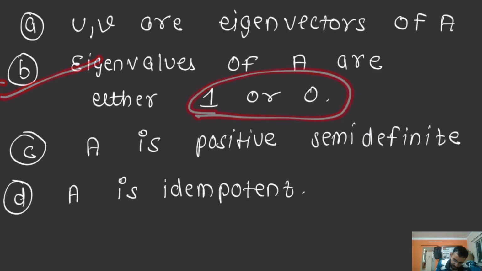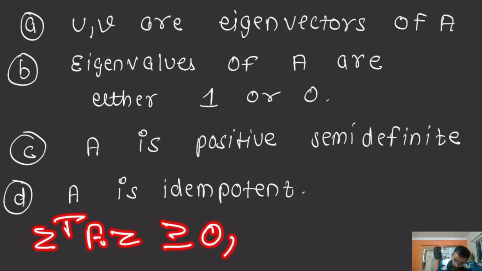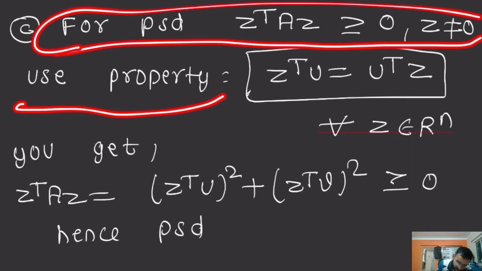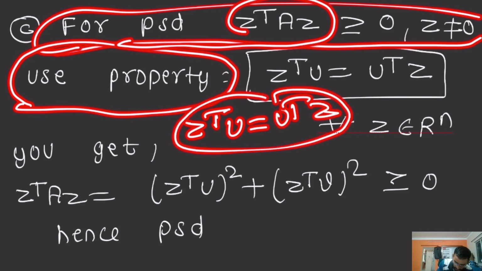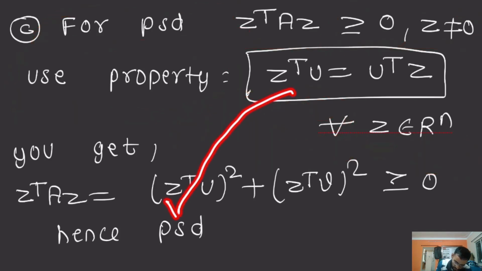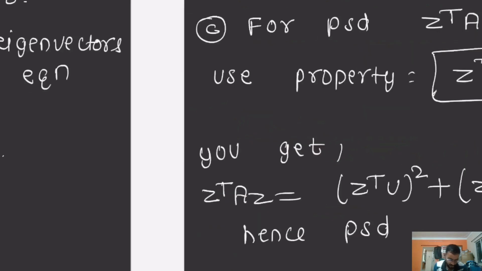This is also correct. Now, A is positive semi-definite. For proving A is PSD or not, we need to prove that z transpose A z is always greater than or equal to 0 for all z not equal to 0. One property you will need is that z transpose u is equal to u transpose z, because this is an inner product: the inner product of z with u is equal to the inner product of u with z. Then we can easily solve. This is always greater than or equal to 0, and hence A is positive semi-definite.